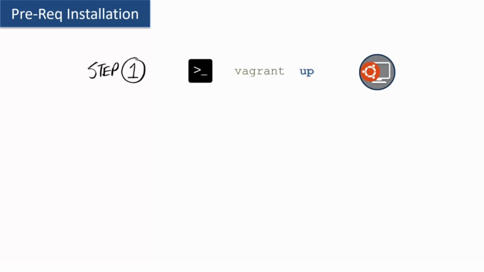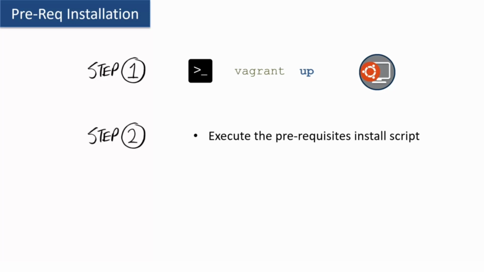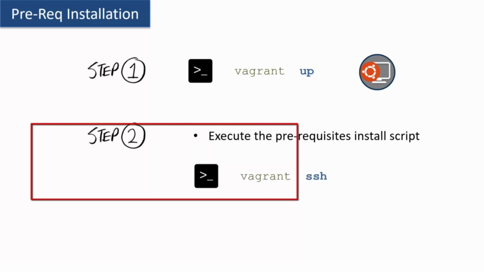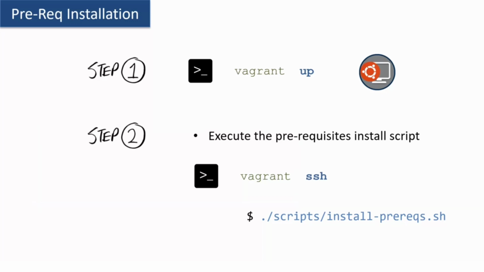Prerequisite installation is a two-step process. In step 1, we have to execute the command vagrant up that starts the virtual machine. In step number 2, we execute the prerequisite install script. And to do that, we call the command vagrant ssh, log into the VM, and simply execute the install-prereqs.sh script, which is available under the scripts folder. And once the execution has completed, simply log out and log back in.